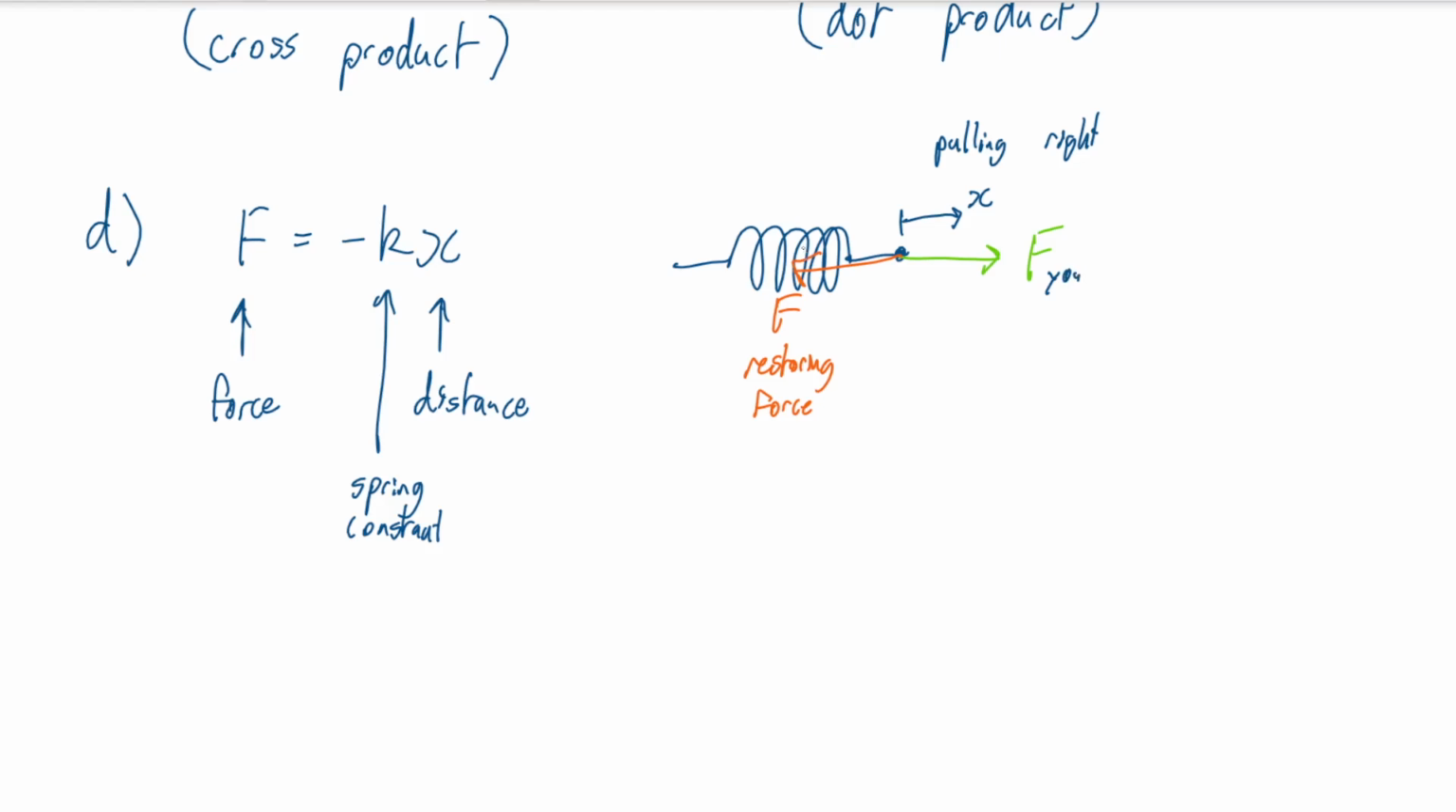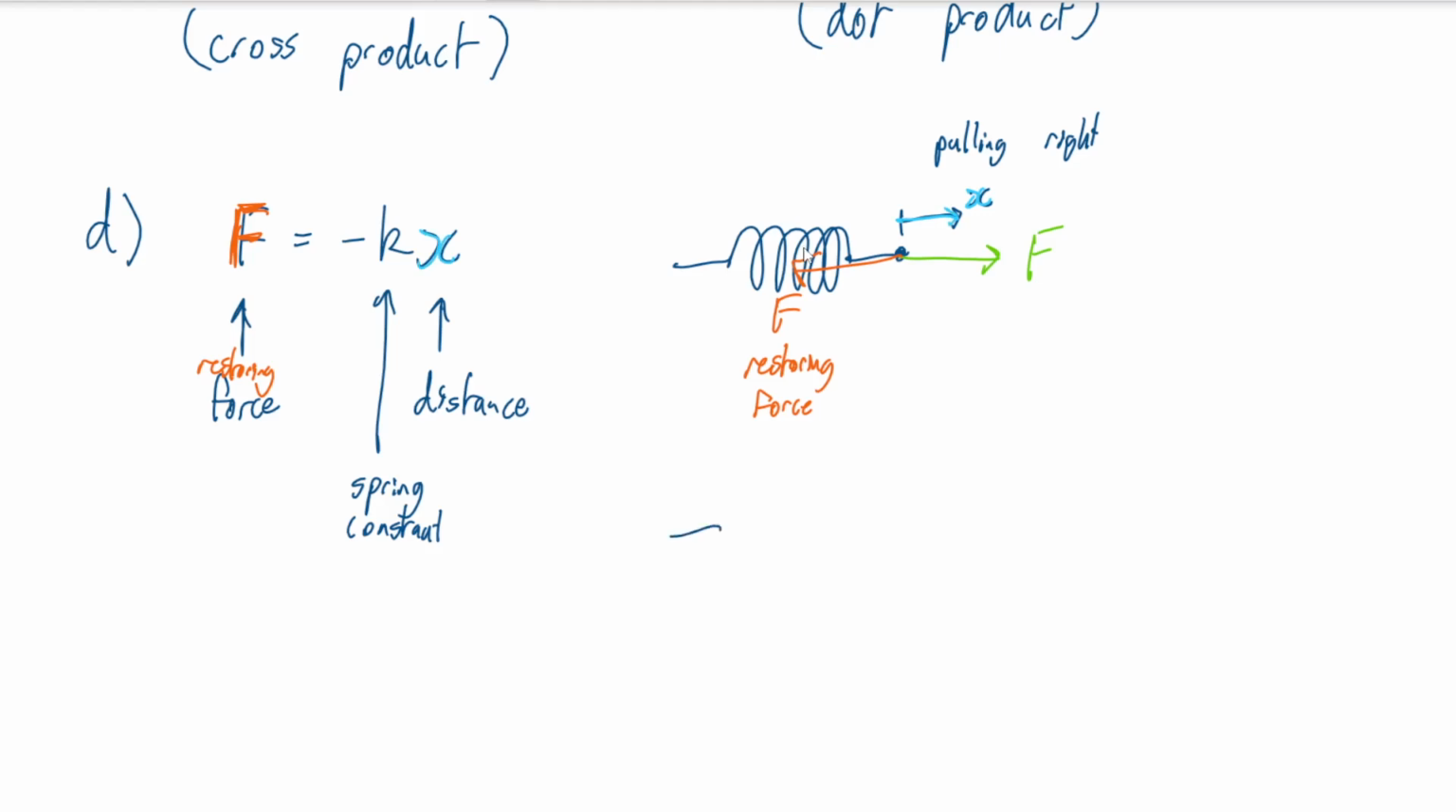The green F, right? You're pulling it to the right. Now the spring is going to want to pull it back to the left, which is why we use the negative sign to show that the restoring force of the spring is opposite to the direction of the displacement, or the distance you are pulling it.